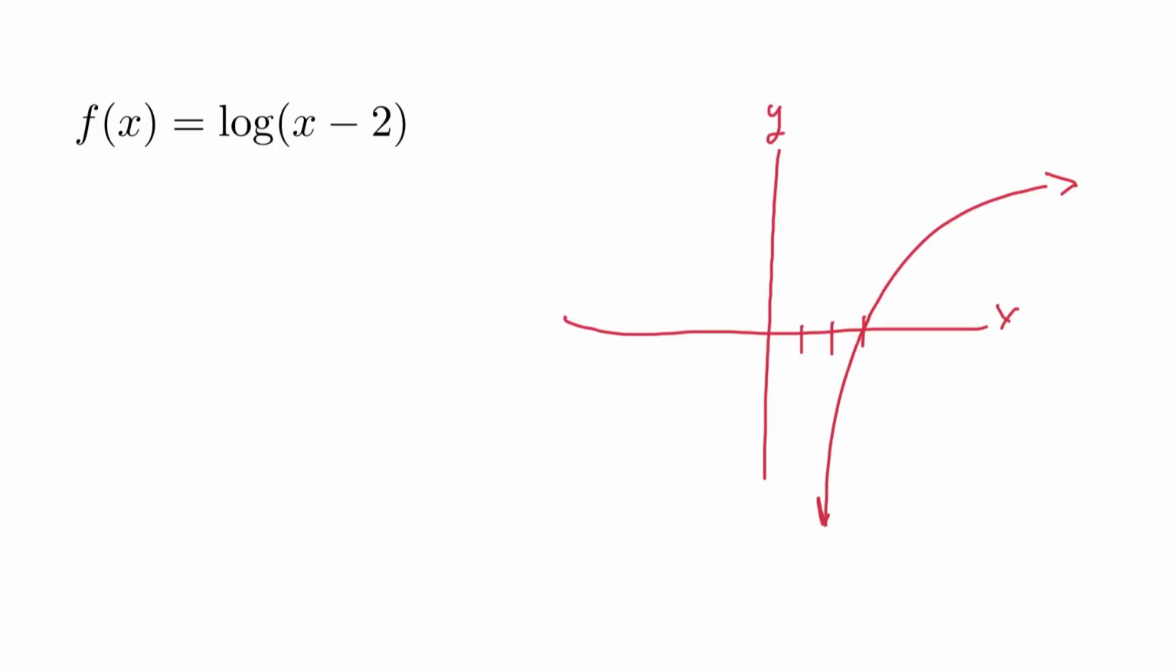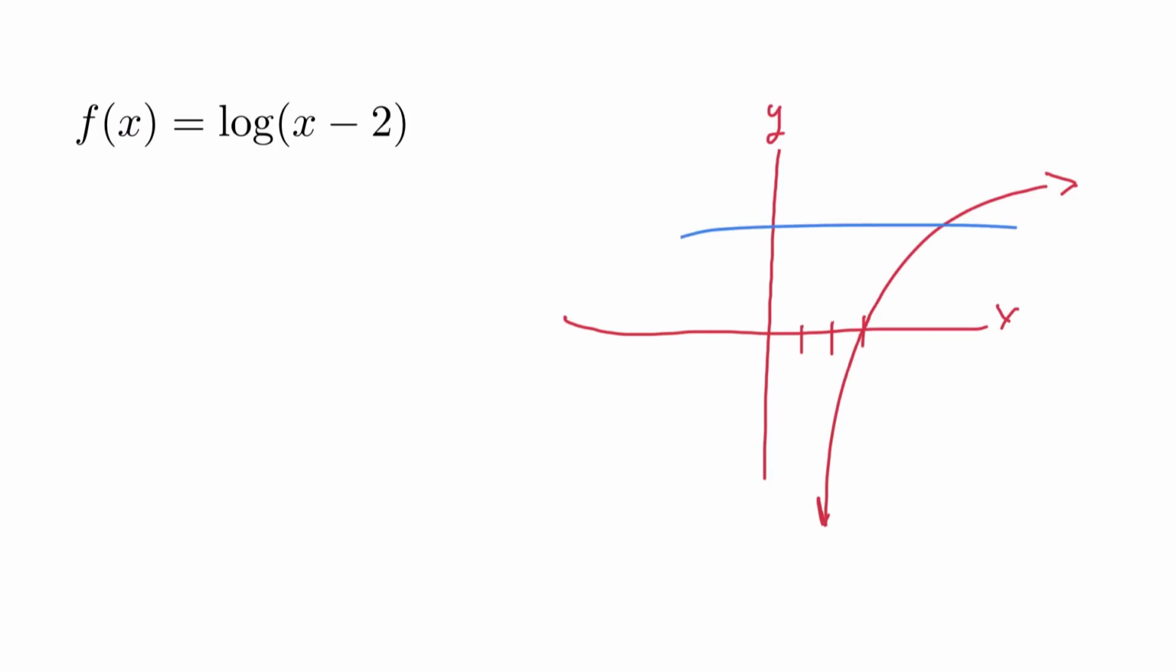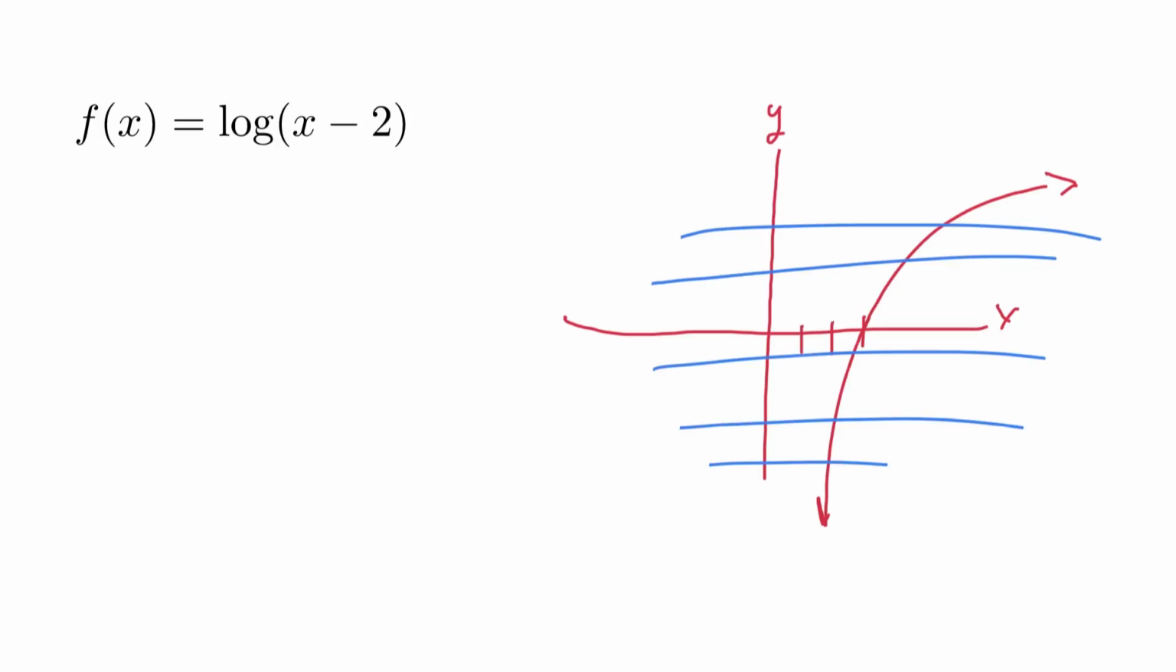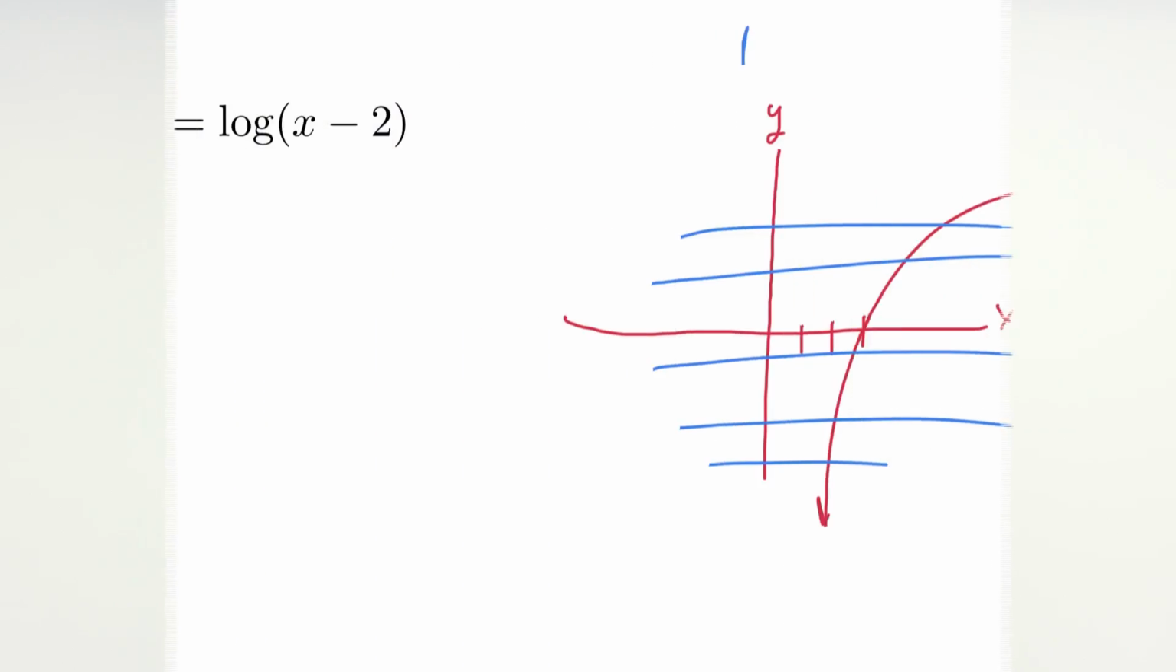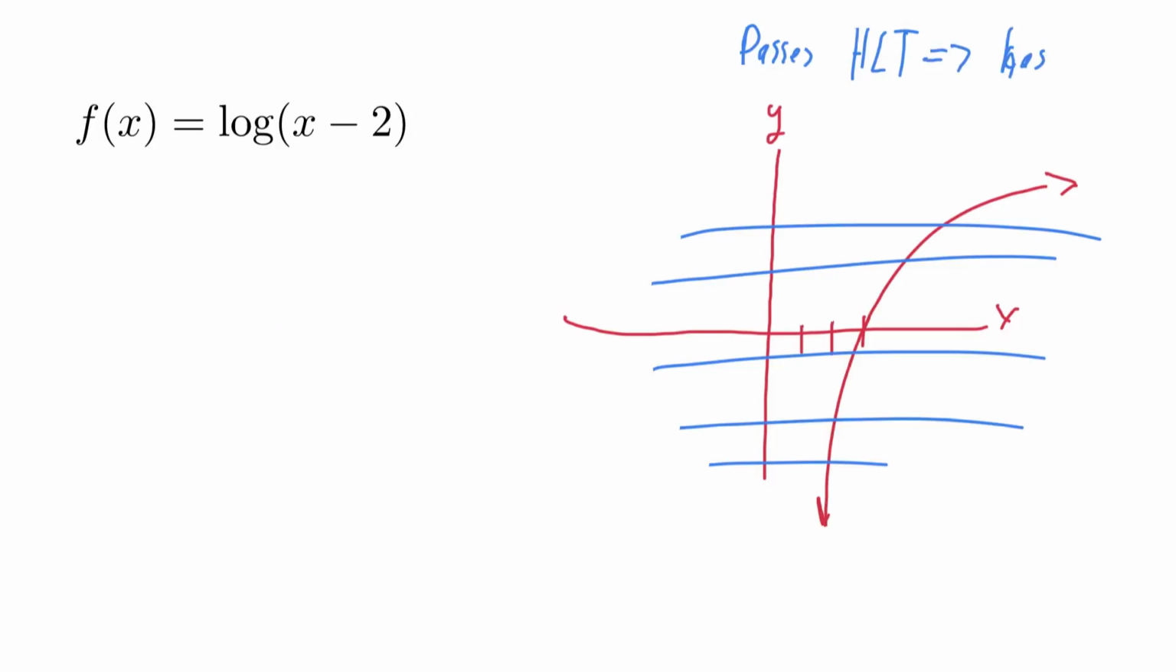And I ask myself about the horizontal line test. Do I pass it or not? The answer is yes. Every horizontal line intersects only one place, which means I pass the horizontal line test, which means I have an inverse function. So how do I actually compute it?